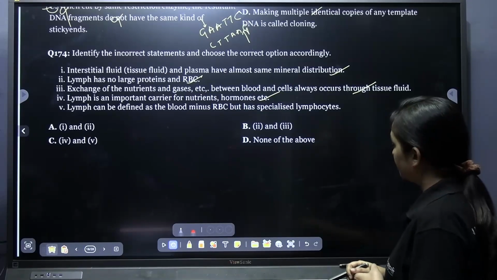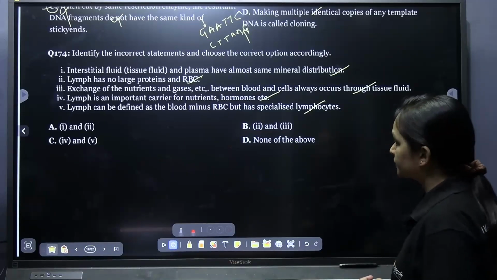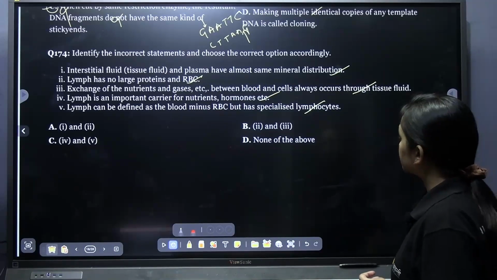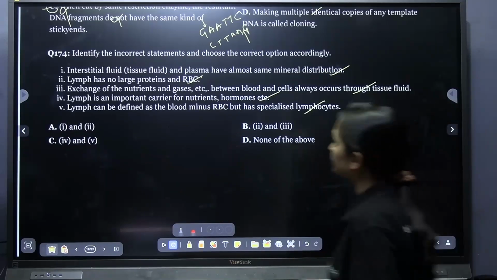Blood minus RBC, but has specialized lymphocytes. Yes, this is also true. We need to find the correct options. Okay, identify the incorrect statements.